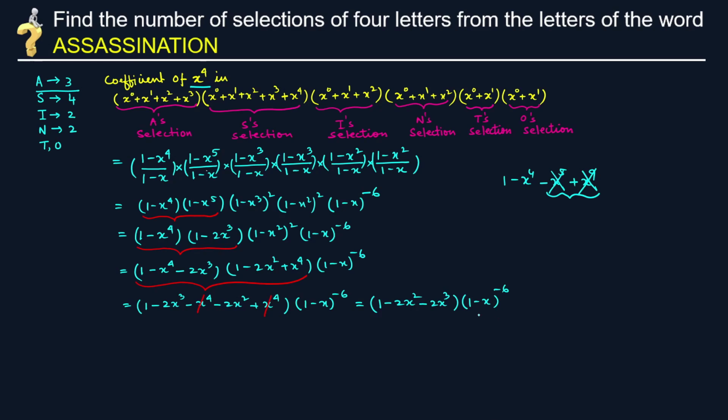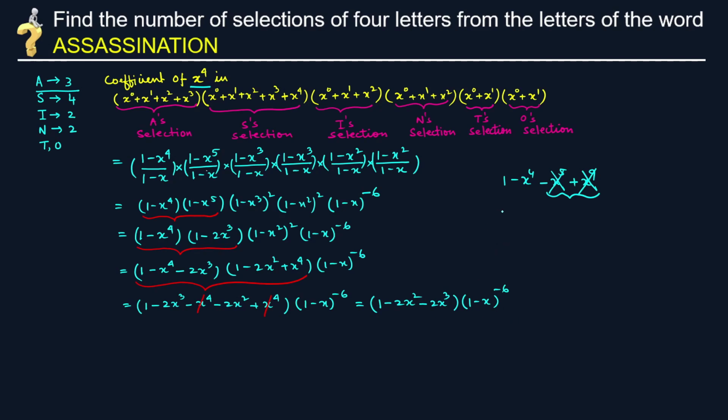Is it clear? Please check it. The multiplication I have already done. So we are having this expansion. So now we have to find out the coefficient of x to the power 4 from this simplified version of the given polynomial. So from here what will we get?